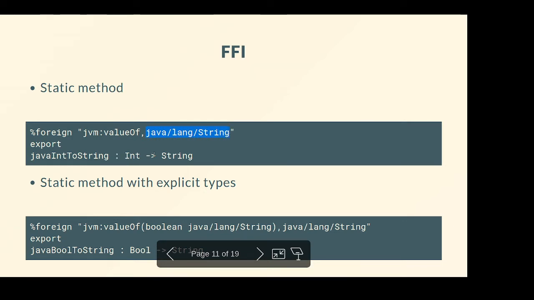Integer and strings are equivalent to Java integer and strings, so you don't really have to specify the type here. But most of the time you need to give explicit types because Java has overloading, so you need to resolve which method you want to call. So this is an example where we call a function. valueOf has many overloaded versions. So here we want to call a specific overloaded version, which takes a boolean and returns a string. This one is again a static method call, but this time we are passing explicit types.